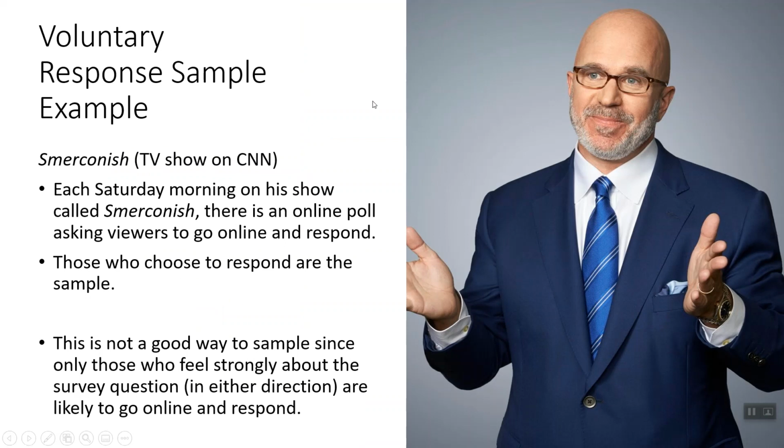All right, the bad ones, the voluntary response sample. It's not a way that we want to do things if we're doing actual research, but sometimes it's useful to just learn information. Saturday mornings on CNN, there is a show called Smerconish, and the guy's name is Michael Smerconish. Smerconish is his last name. Each Saturday morning on his show, there is an online poll asking viewers to go online and respond to his question of the day. Those who choose to respond are part of the sample, and those who choose not to respond are not part of the sample. So it's completely voluntary if they want to be part of the sample.